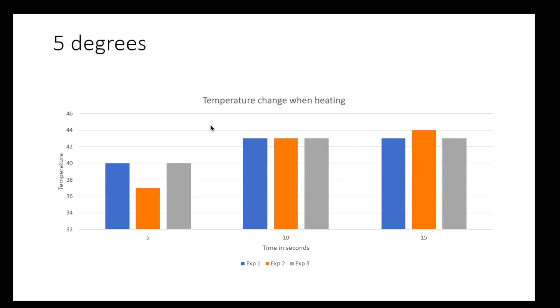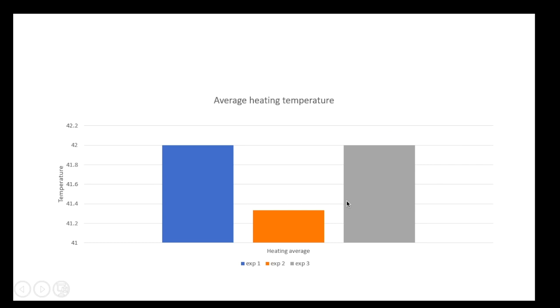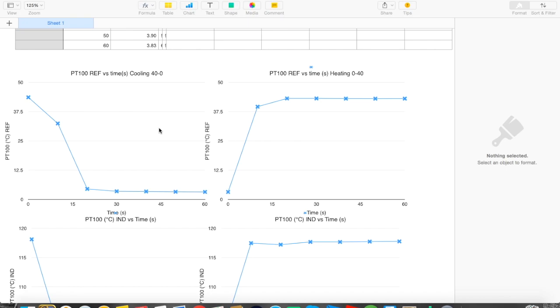Between 10 and 15 seconds, experiment 1 and 3 have reached 43 degrees, and experiment 2 has reached 44 degrees. The average heating temperature for experiment 1 and 3 was 42 degrees, and for experiment 2 was 41.3 degrees. The sensors we used were the PT100 reference, the thermostat, the naked beam thermocouple, and the PT100 industrial.